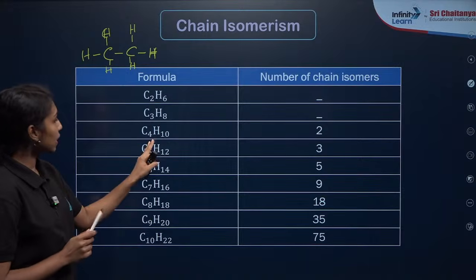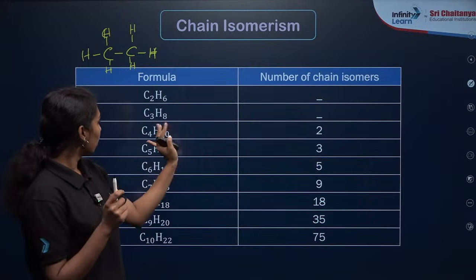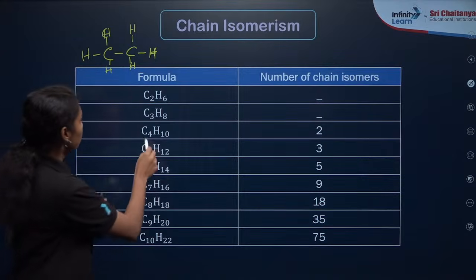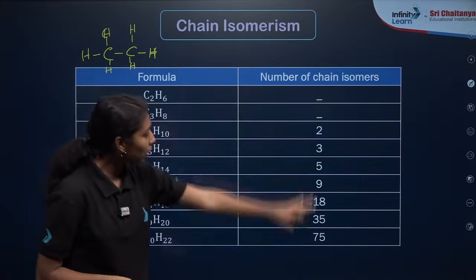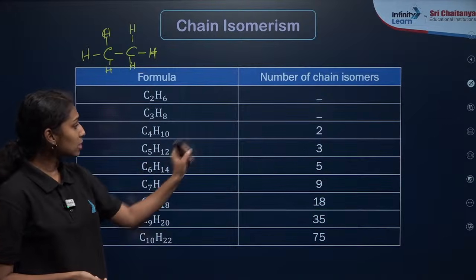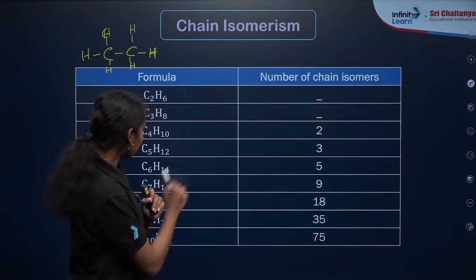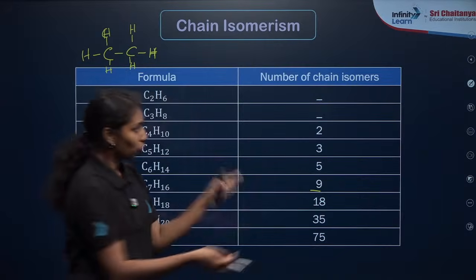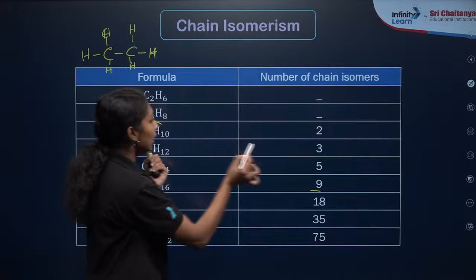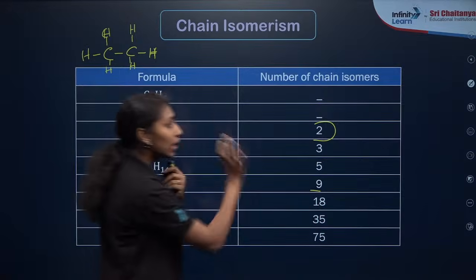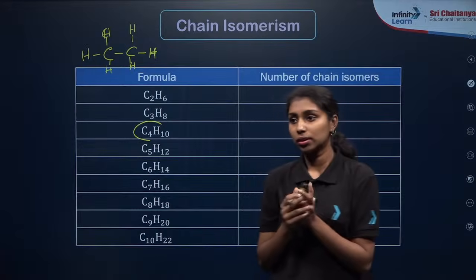So in the case of C4H10, we have seen there will be 2 chain isomers. One is a straight chain compound, and another one is the branched compound. Similarly, for the higher compounds, C5H12 will have 3, C6H14 will have 5, then C7H16 has 9 and so on. So it will be more complicated. Just start with the C4H10 part, then you will get the idea about the chain isomers. The only difference is that they have the same molecular formula but a different structure.